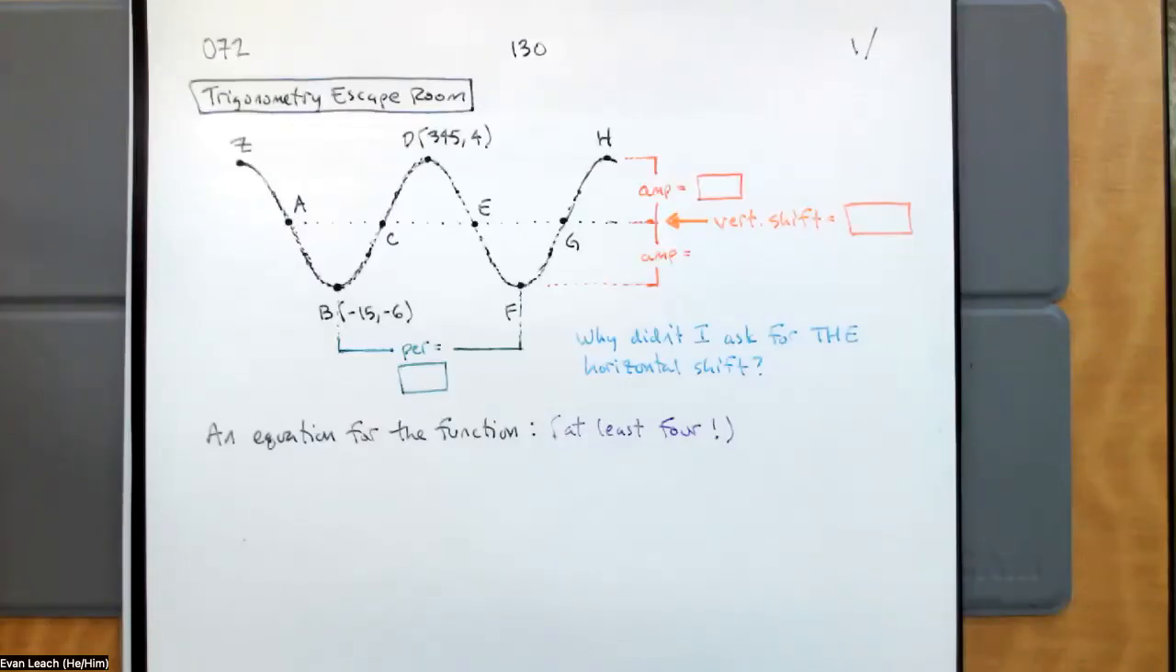Today we've got a trigonometry escape room. We need to have 15 points before we can leave.